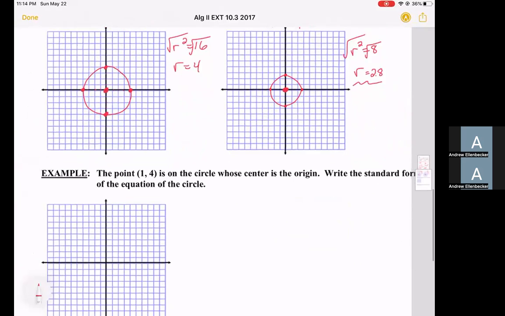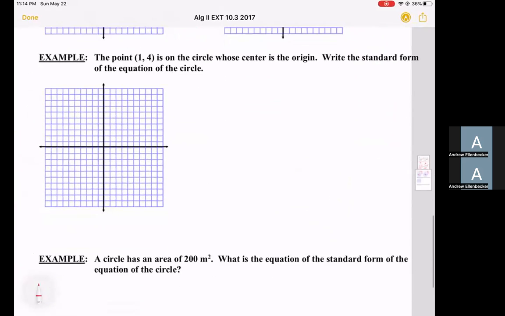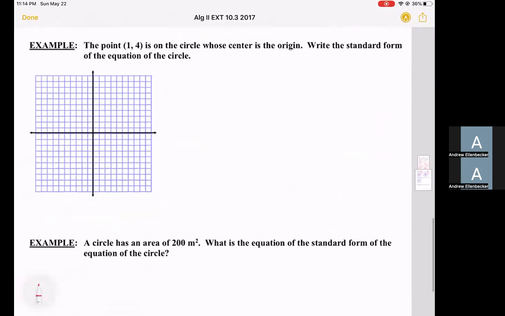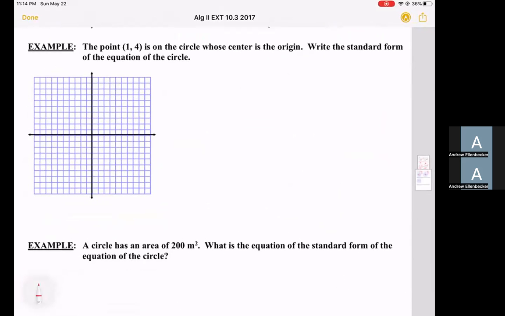Okay, so we scroll down. We have 2 more examples left. And the first one we're going to go through is actually kind of tricky. This one tells us that the point 1, 4 is on the circle, and the center of the circle is at the origin at 0, 0.